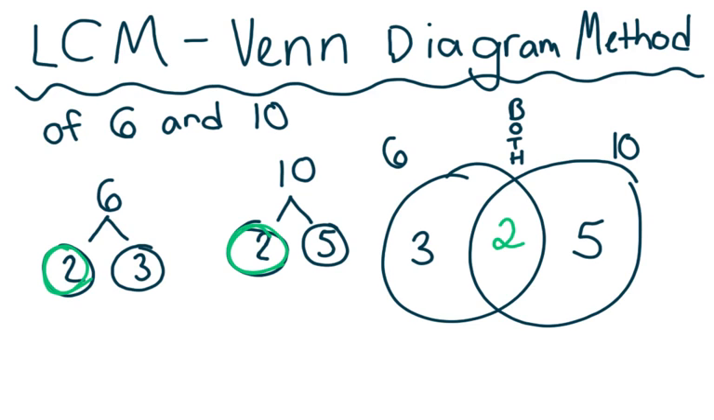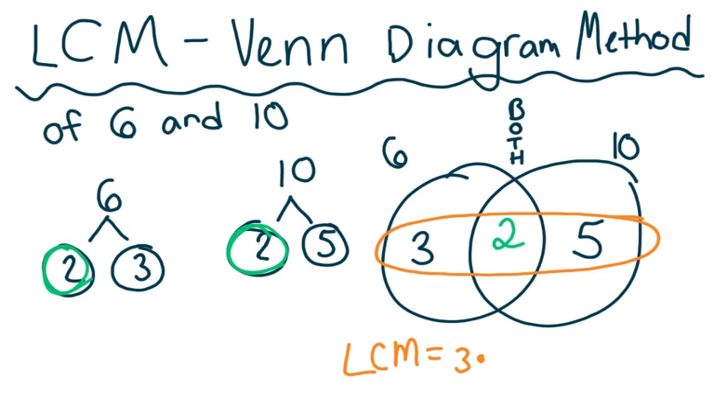To find the GCF, we were multiplying just what's in the center. To find the LCM, we're going to multiply everything. The LCM is equal to 3 times 2 times 5. 3 times 2 is 6. 6 times 5 is 30. The same answer we got before, just a different method.